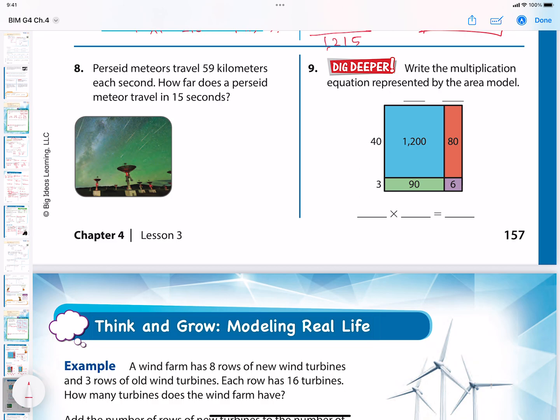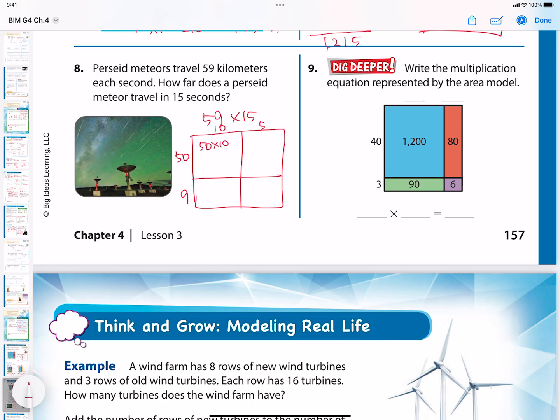A spacecraft travels 59 kilometers each second. How far does a spacecraft travel in 15 seconds? Okay. 59 kilometers each second within 15 seconds. So we are going to use area model since we practiced this one. I'm going to split that into 59 and 10 plus 5, okay?